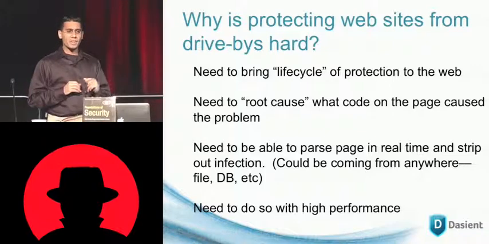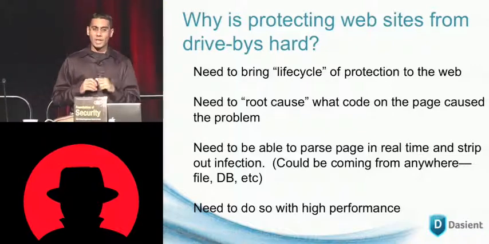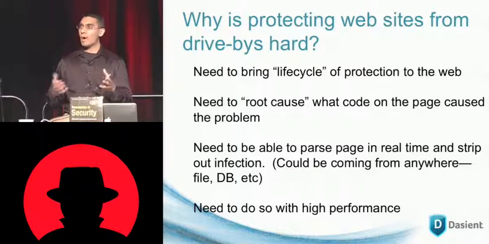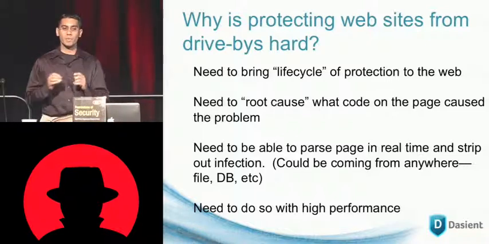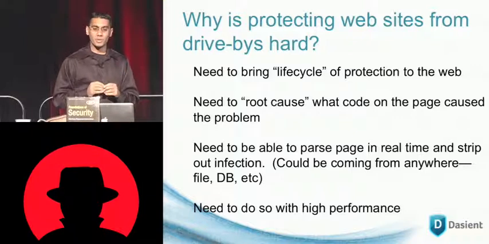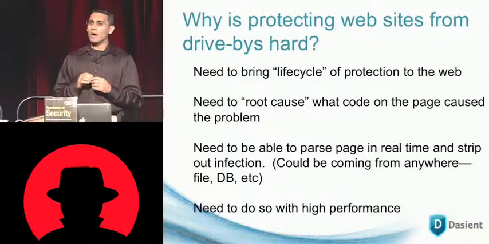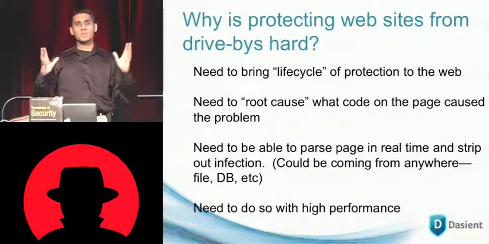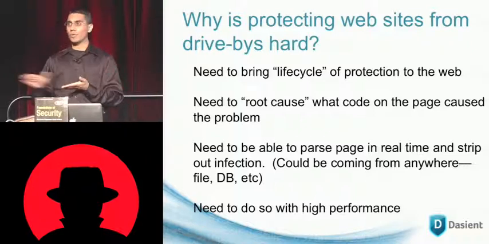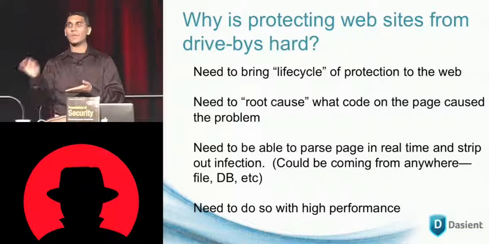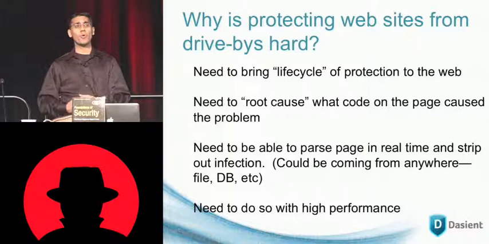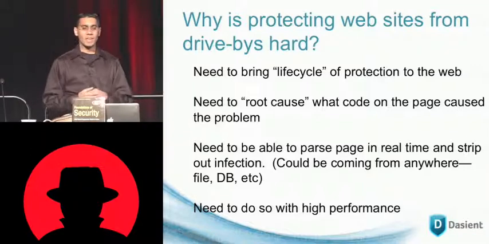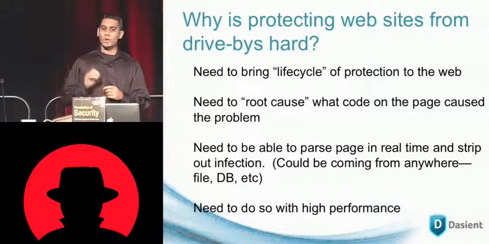We need to bring the entire life cycle of protection to the web, and there are a number of sub-problems that we need to address. One of the key problems is that whenever a website gets infected, it's important to root cause exactly where the infection is coming from, because it could be due to a whole bunch of different things on that website. And you want to be able to root cause what happened in a targeted way.